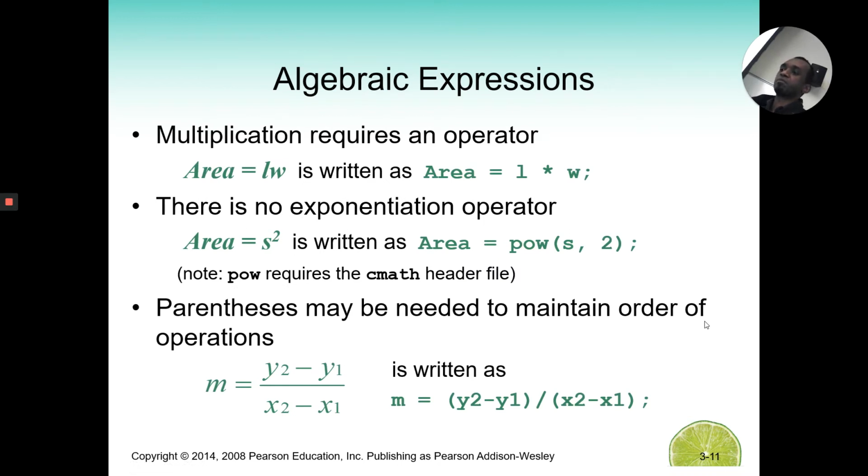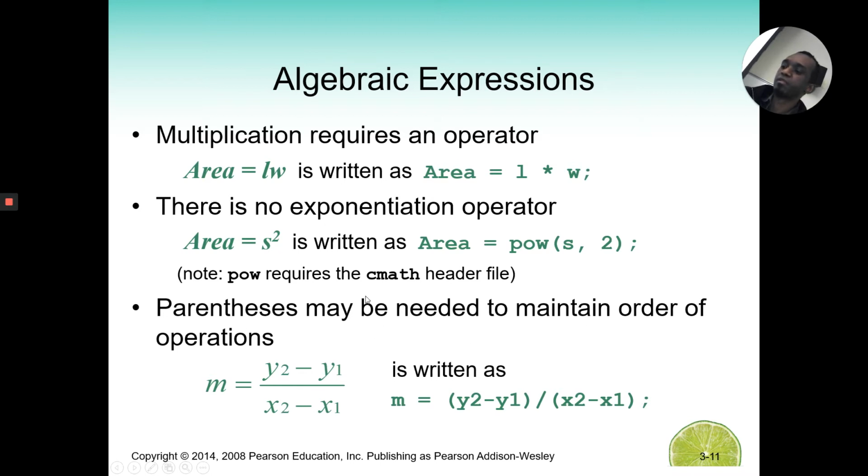For algebraic expressions, multiplication requires an operator. So area = lw is written as area = length * width. There is no exponentiation operator in C++, so what you do is use the pow function: area = pow(s, 2). Using pow requires the cmath header. Instead of only including iostream, you will also need to include cmath.